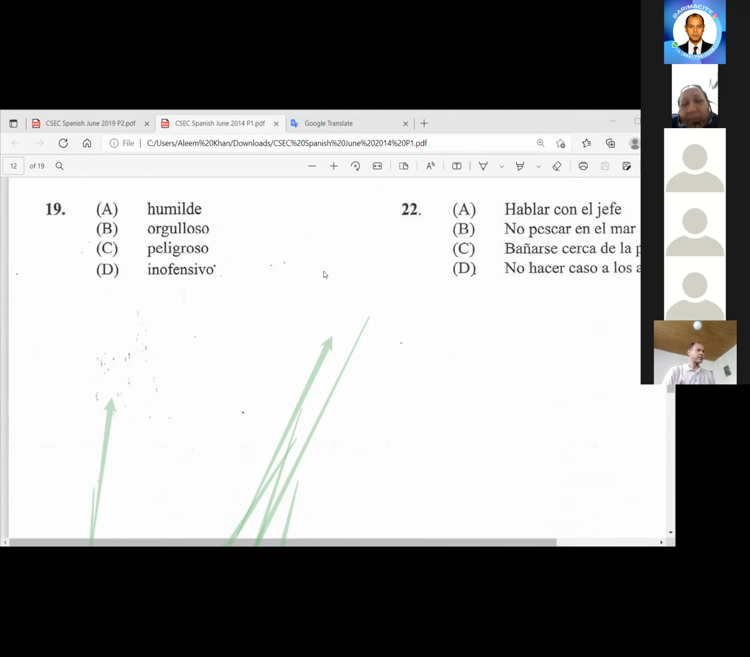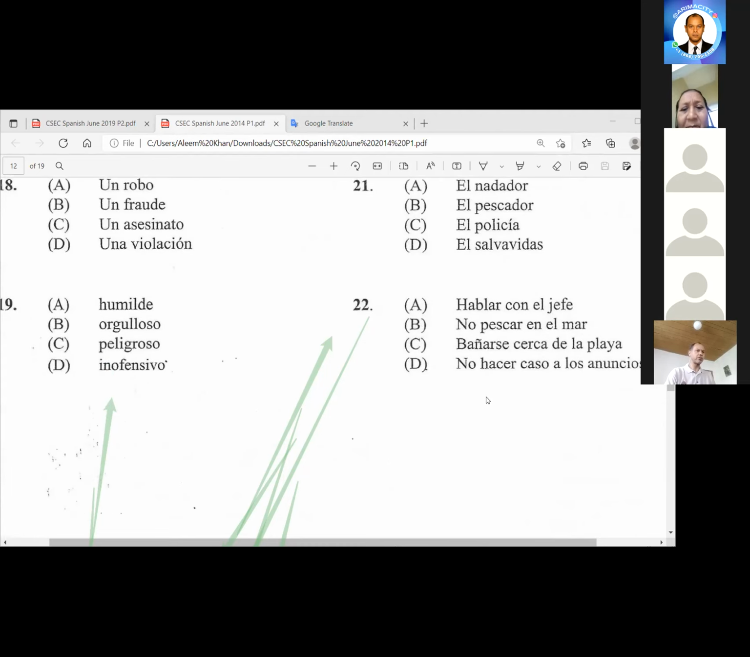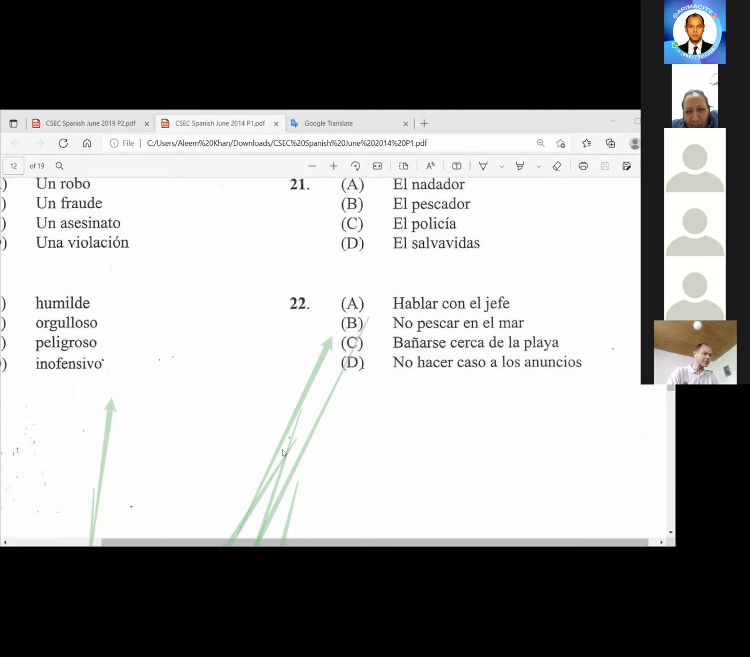Okay. So we have four words here. Humilde. No, we did that one already. So we are on 22. 22. Okay. 22. I wonder how do I erase the arrow? Let somebody put there. Okay, anyway, I'll figure it out. I'm sure there's a way.